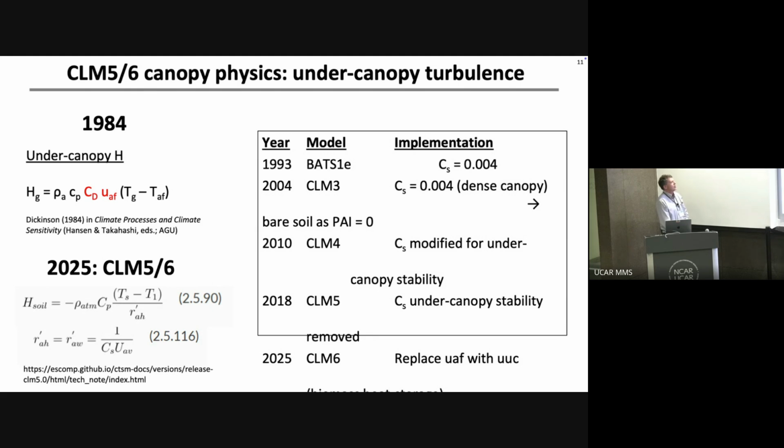It was a value of 0.004 in 1993 in Bob's BATS model. In CLM3, it changed to vary with the density of the canopy, decreasing to a bare soil value as the leaf area or plant area goes to 0. In CLM4, it was modified for under canopy stability. In CLM5, the under canopy stability was taken out. And then in CLM6, it's now been replaced with this under canopy wind speed.